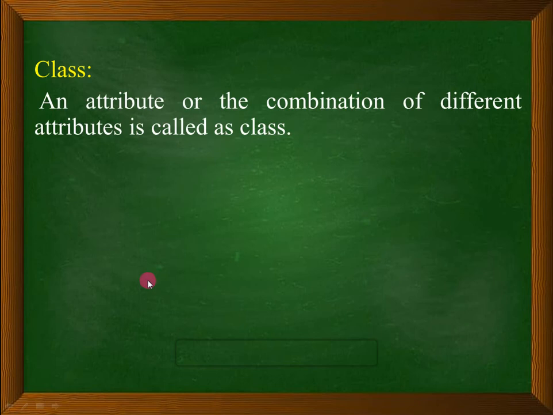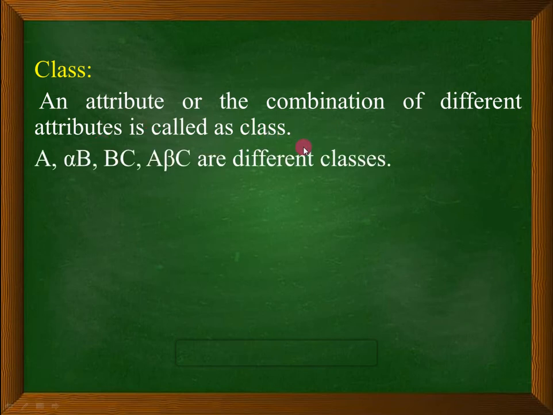Class. Now what is class? An attribute or the combination of different attributes is called as class. Here A, alpha B, BC, A beta C are different classes. This is single attribute, it is a class. These are the combination of attributes and they are different classes.